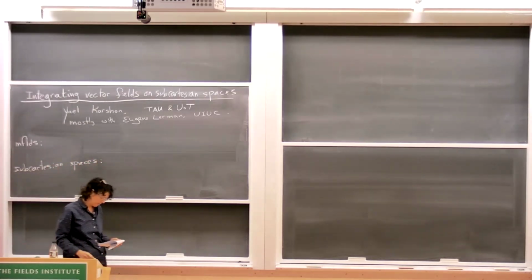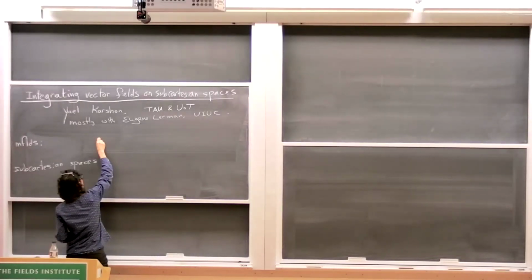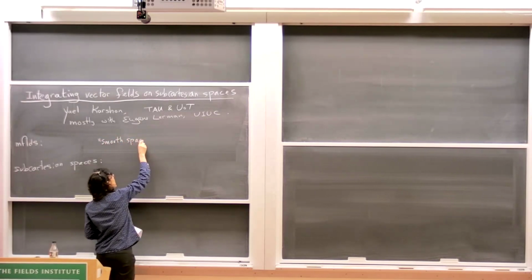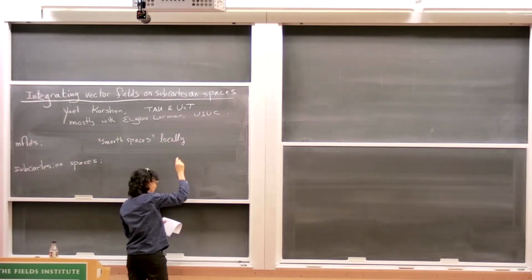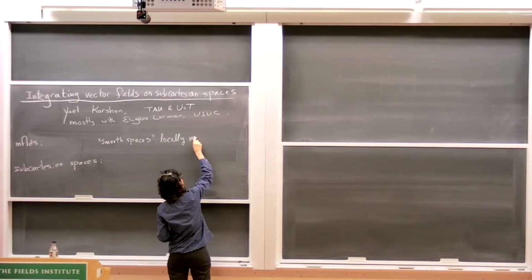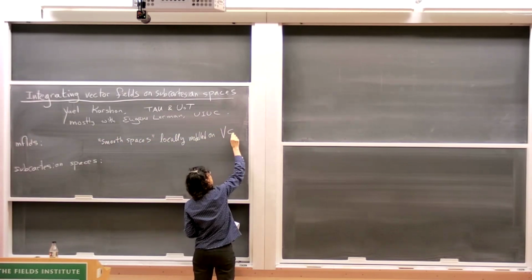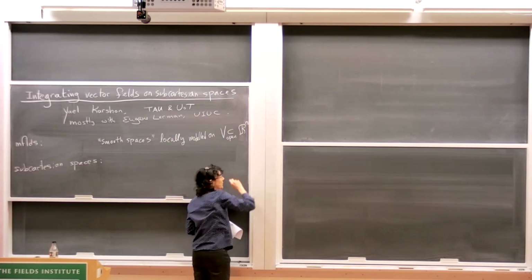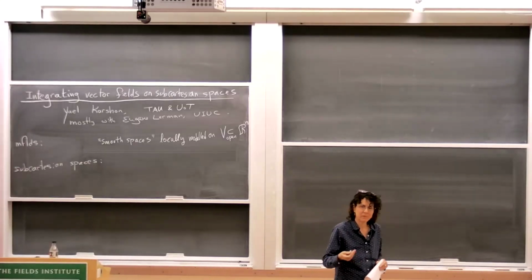So we can describe manifolds informally as smooth spaces locally modeled on open subsets of Cartesian spaces. A Cartesian space is just R^n for some n.